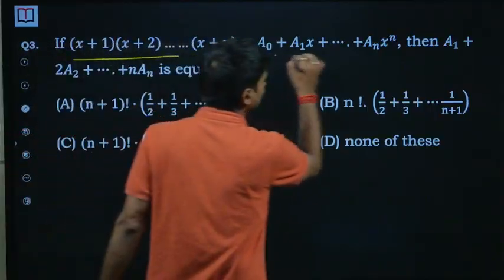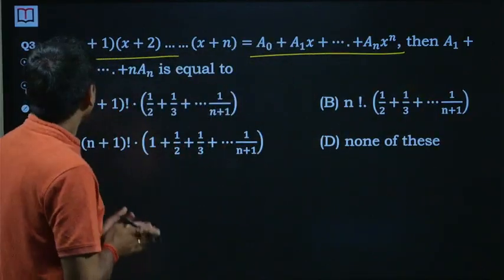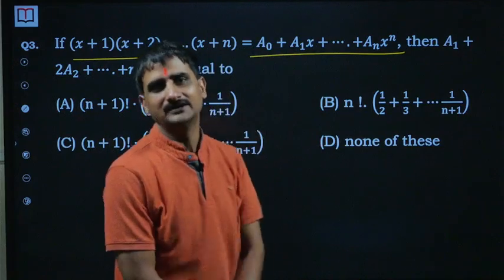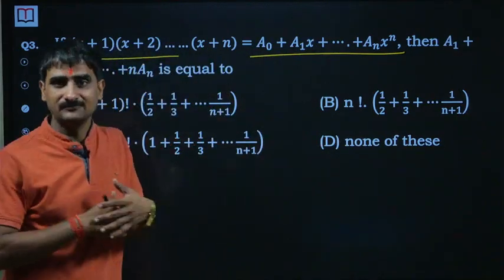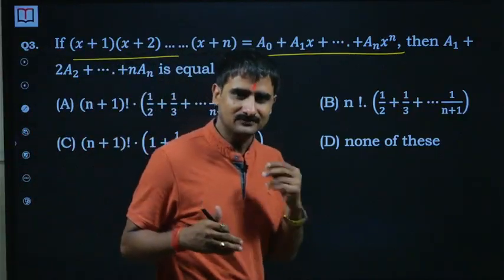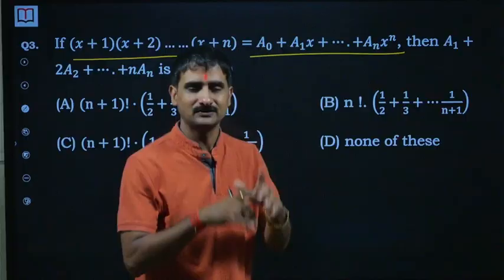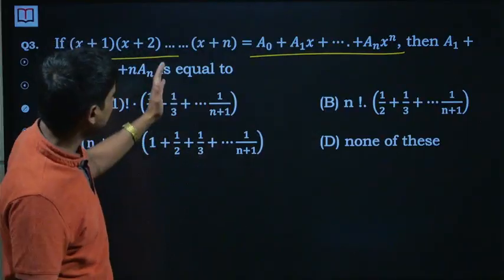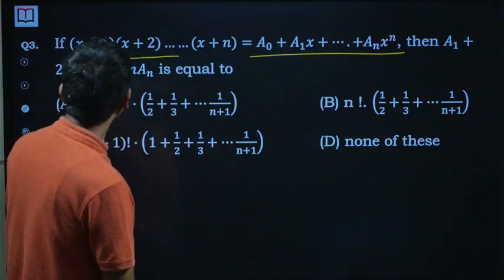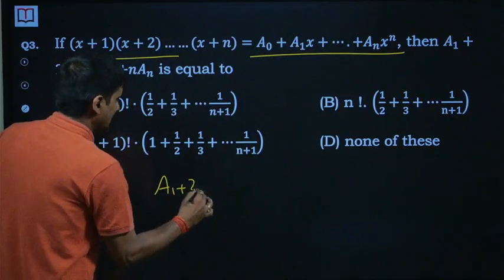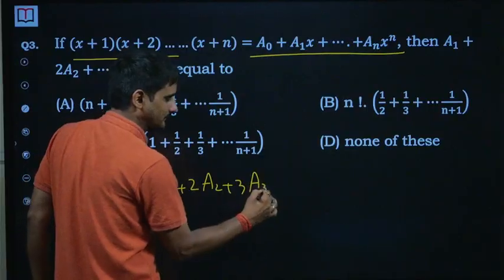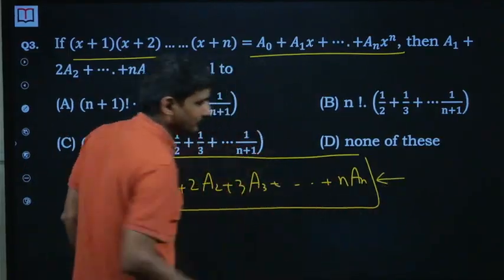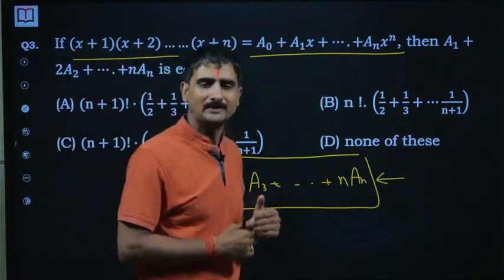So if this is equal to that, then a1 plus 2a2 plus dot dot dot n a n will be how much? Now how to get it is the question. Similar, but a different pattern. Every time we have taken 2 questions here. The first one has a different pattern, a different way to solve it, a different approach. So what we need here is the value of a1, 2a2, 3a3, and so on. Of course, the method is going to be the same.